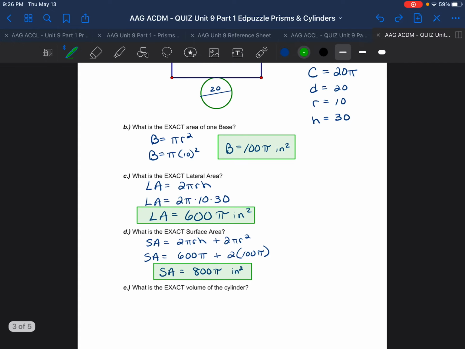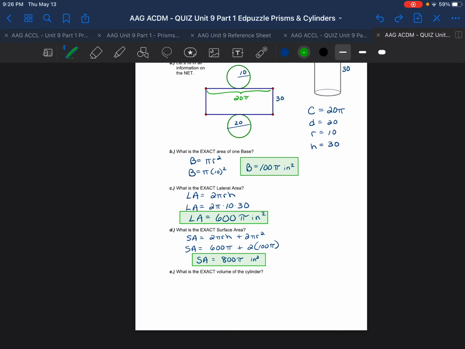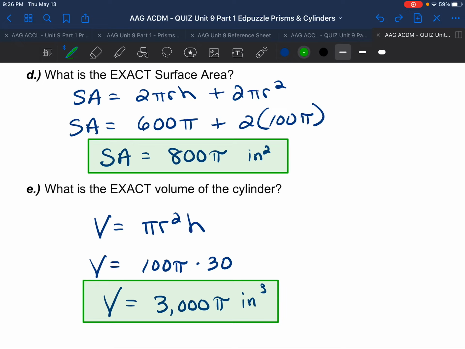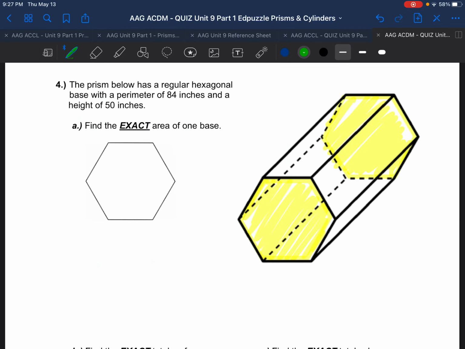Okay, our final question for this right cylinder is: what is the exact volume? Our exact volume will be found using the formula V equals pi r squared h. Just make sure you're squaring the r before you multiply by h, okay? So radius squared was 100 pi, which was the area of the base, multiplied by 30 tall will give us 3,000 pi inches cubed.